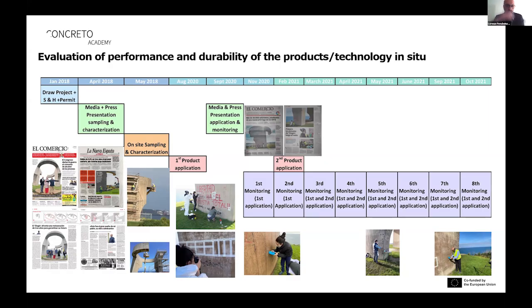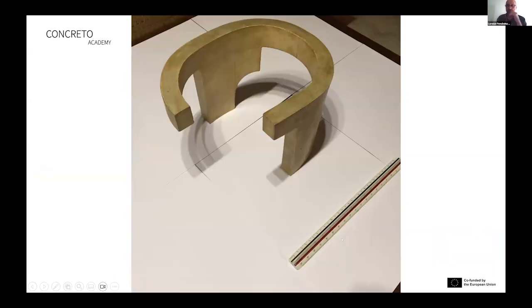After that, we started doing a first application of products that may be good, but that we weren't sure about yet. And with this, after a year, when we had the diagnosis, we had to do another presentation to the press in order to make them understand what we are doing with all these site applications to get to know which product actually was the one we wanted to use. Okay, now I'm going to go quickly.